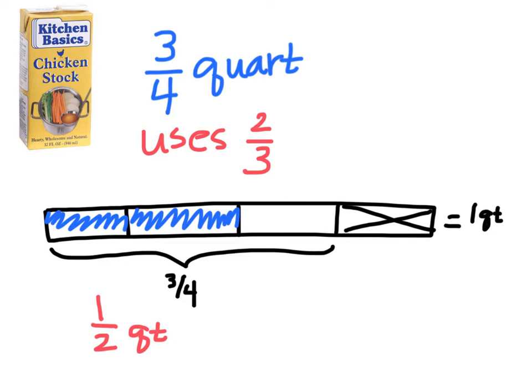The 2/3 of the 3/4 is represented right here. And that's 1/2 of the full quart of chicken stock. He has 1/4 of a quart left when he is done. Now let me show you method 2, where we can do this using mathematics instead of drawing a picture.